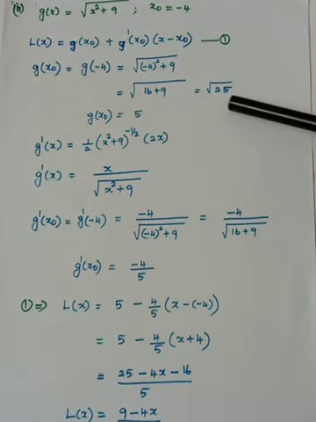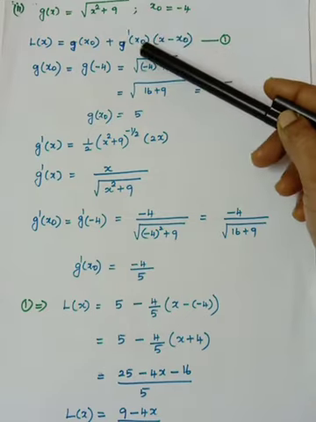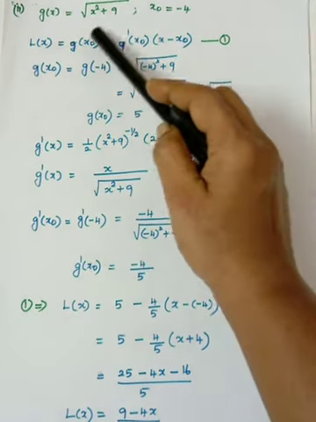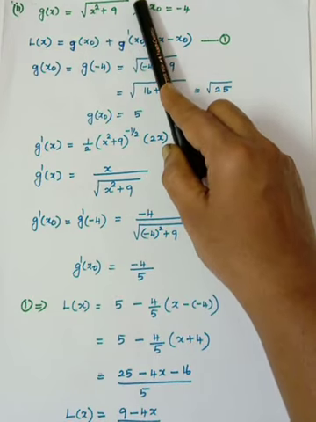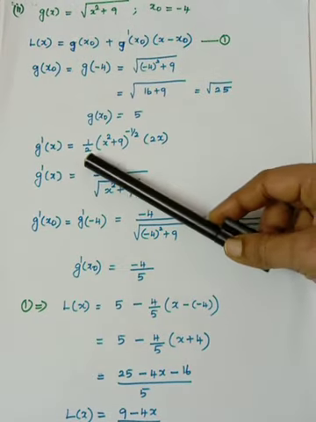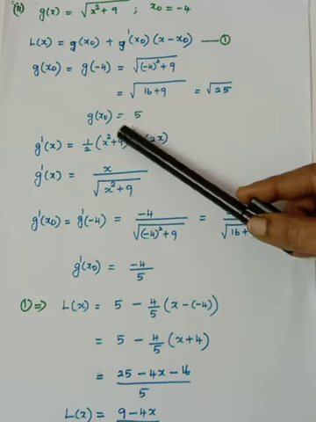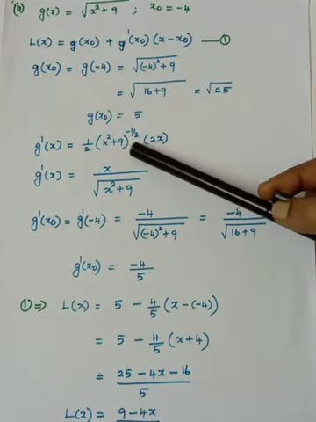16 plus 9, it is square root of 25, that is 5. Next step, g dash of x naught. To find that, first you have to differentiate the function. So you have to apply the power rule. x squared plus 9 whole to the power 1 by 2. When you apply the power rule, it is 1 by 2, x squared plus 9 to the power half minus 1. Half minus 1 is minus 1 by 2. So the power rule is over.